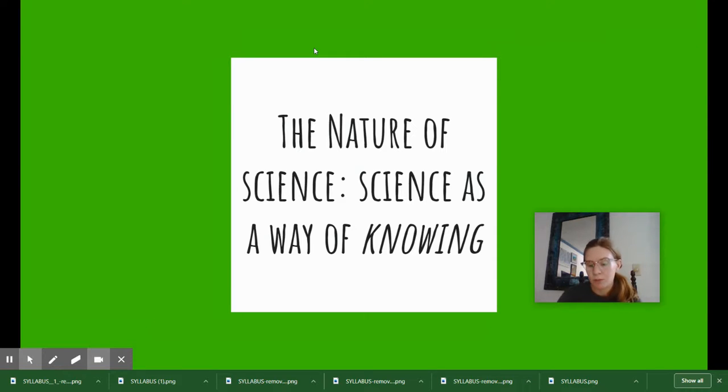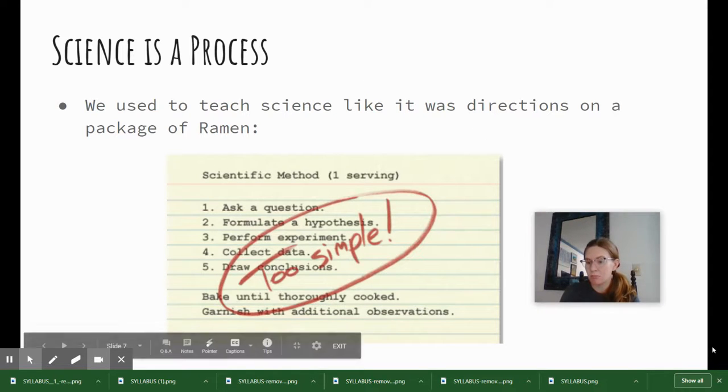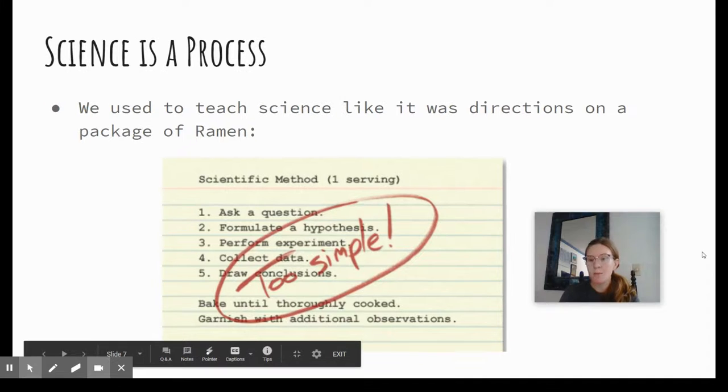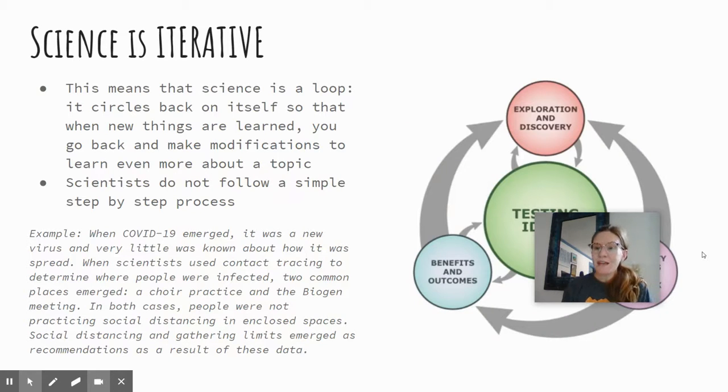So back when I was in school, I learned about science very much like the back of a ramen package: number one, ask a question, number two, have a hypothesis. But science doesn't really happen in this step-by-step linear fashion. It's too simple. And if we've learned anything from the COVID-19 pandemic, it's that science isn't simple. It's very complicated. So science is iterative.